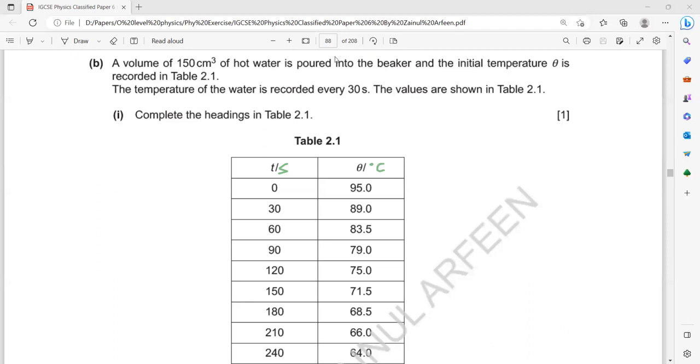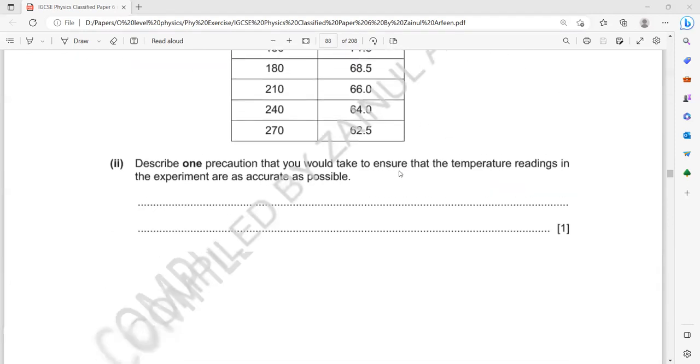Whenever a table or even a graph is there, it should have column headings. So: second and degree centigrade.